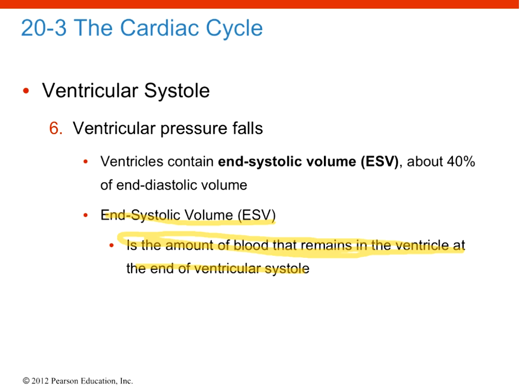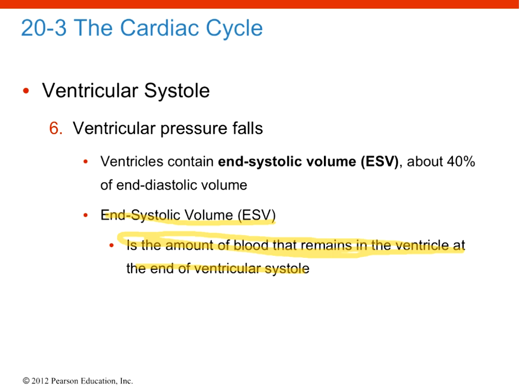When the ventricular pressure falls, the ventricles contain the end systolic volume. Not every single thing in the ventricles is going to get pumped out. They're not going to get pumped out clean, and that's for a couple of reasons. There's just going to be a small amount, a fraction of that left. So the ventricles contain the end systolic volume of about 40% of the end diastolic volume.